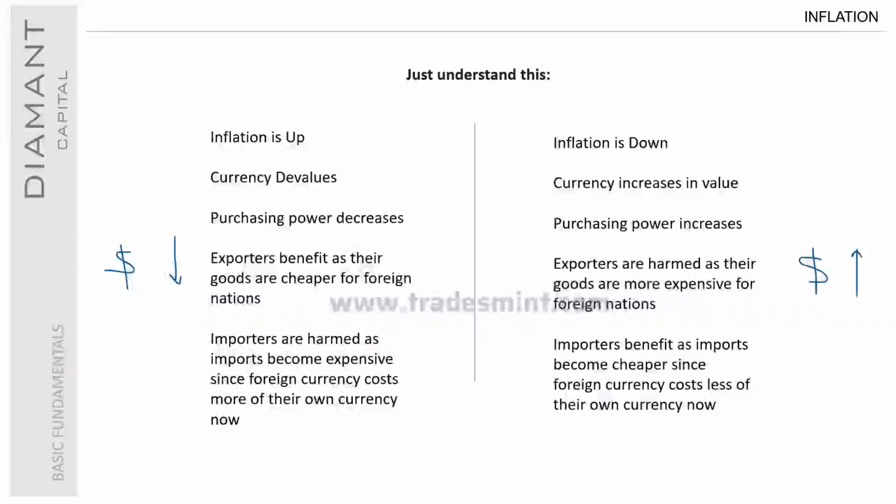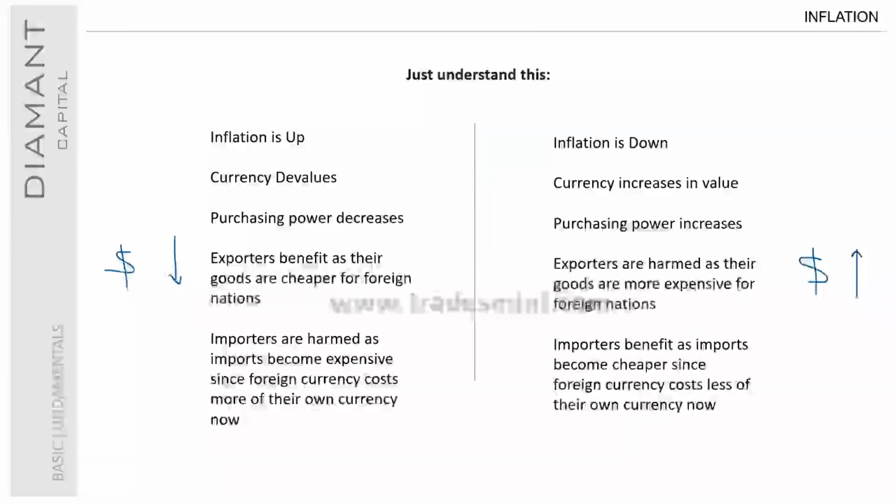Now, what happens when inflation increases? Exporters benefit as their goods are cheaper for foreign nations. So think about it, as their currency devalues, for other people to purchase that currency is cheaper for them, right? So any exports that we send internationally become cheaper. So there's going to be a higher level of interest from other nations coming to buy products from us rather than others. Therefore, we become very competitive in the market, so we can put cheaper prices, and due to our cheaper prices, we become competitive.